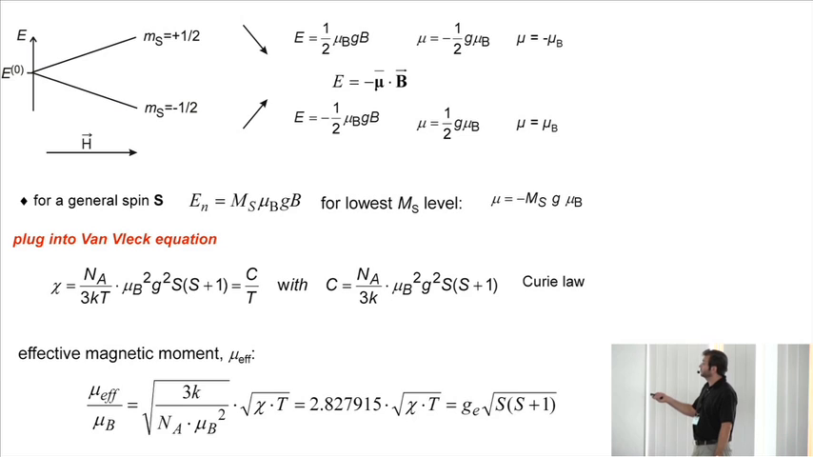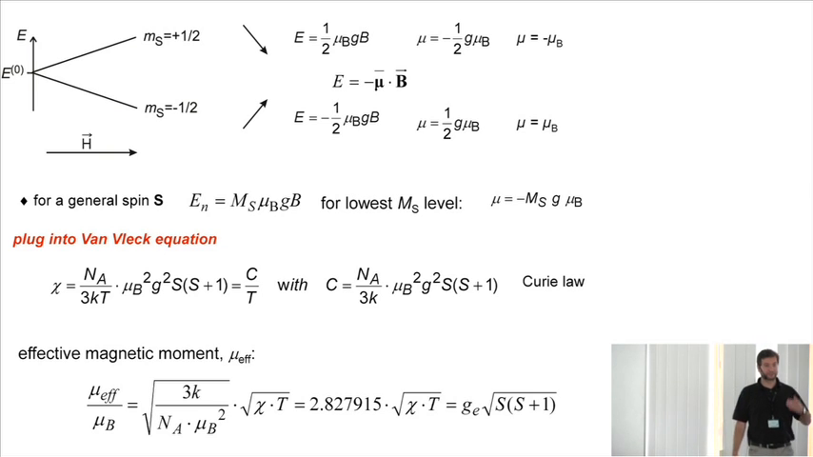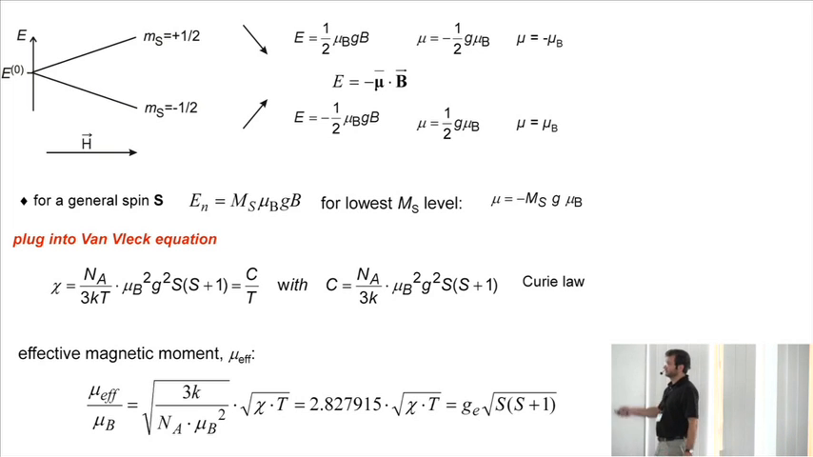This is our equation now, and we can plug it into the Van Vleck equation. That was the approximate equation with which we can calculate the macroscopic magnetization if we know the energy levels of our system. We know the energy levels of our system. If you plug this in, what comes out is the Curie expression.